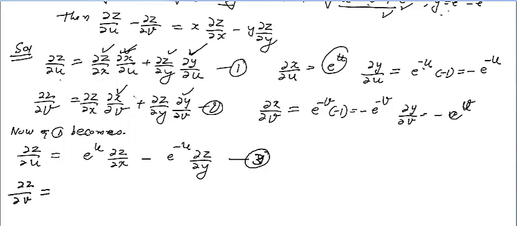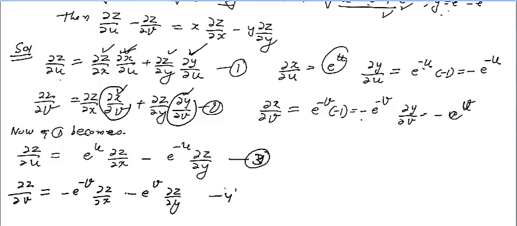Now you will put the curl x by curl v, this is minus e raised to power minus v curl z by curl x. Now derivative of y with respect to v is also minus e raised to power v, curl z by curl y. This is equation number 4.